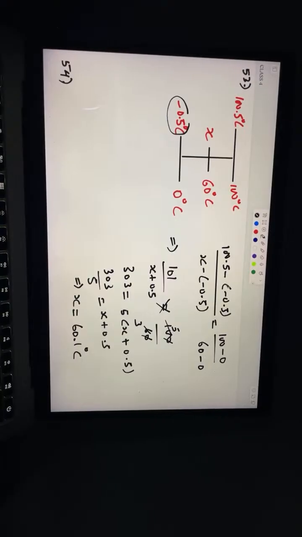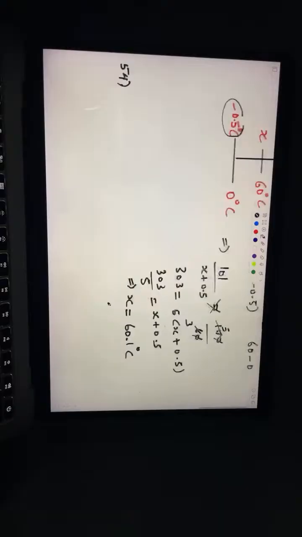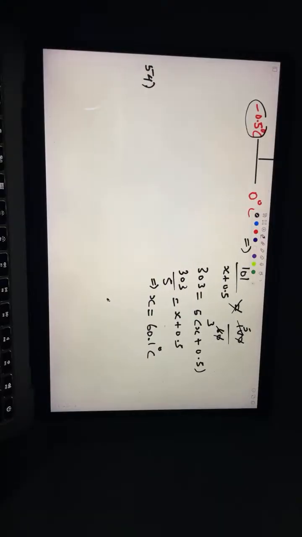You see this negative times negative sign will become positive. If you add them together, 100.5 plus 0.5 gives us 101. And this negative times negative sign gives us a positive sign, so you have x plus 0.5. Then 100 minus 0 will be 100, over 60. Then you cross multiply, and from there you solve for x. So x is 60.1 degrees Celsius.